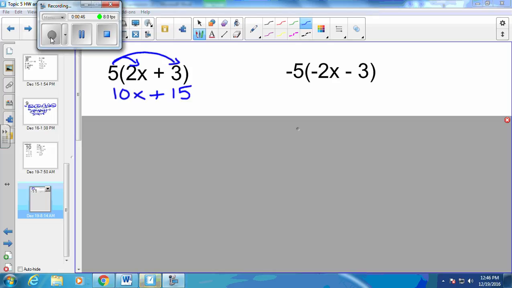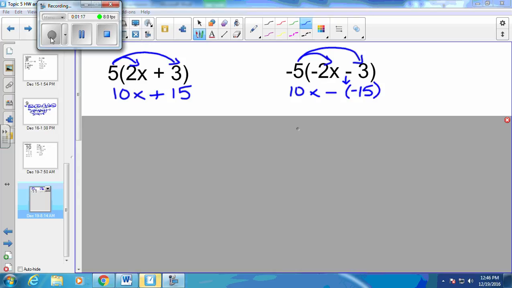Then, this is something that you did not review last year, but we have talked about this year: when we have a negative, we are still multiplying that negative 5 to each term inside the parentheses. And there are two ways that we can look at this. You could say to yourself that I have negative 5 times negative 2x, which would be positive 10x. You can then say, okay, I'm going to bring the subtraction sign down, which means I'd be multiplying negative 5 times positive 3 to give me negative 15.